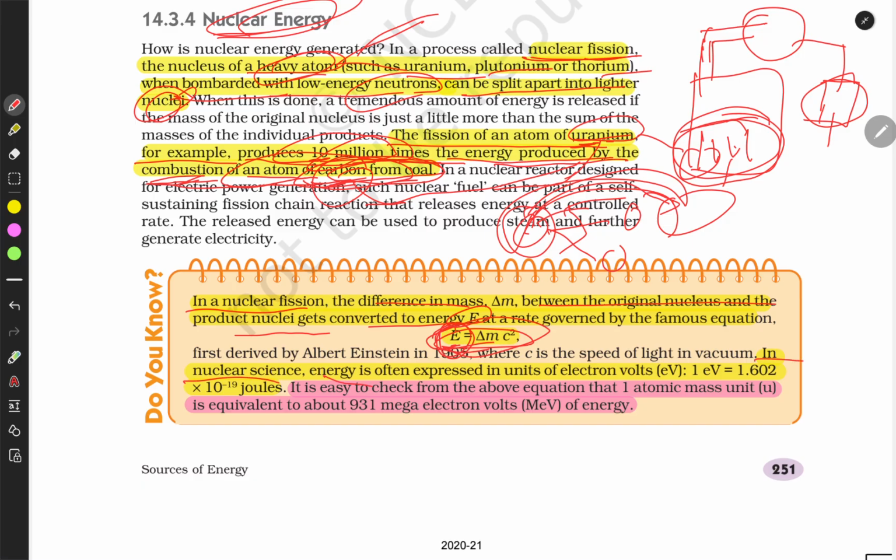In nuclear science, energy is often expressed in units of the electron volt, and 1 electron volt is 1.6 times 10 to the power minus 19 joule. It is easy to check from the above equation that one atomic mass unit is equivalent to about 931 mega electron volts.